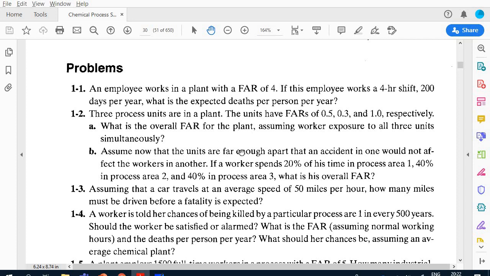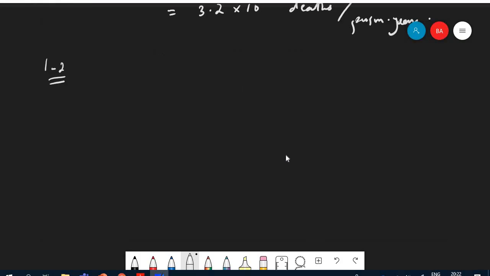However, the second part says that if you assume that the units are far enough apart, so each unit is just far away from each other, that an accident in one would not affect the workers in another place. So he's not really exposed to the three, he's exposed to one only at a moment, and it will never be that he's exposed to the three. So if a worker spends 20% of his time in the first one, the process area 1, and 40% in the second area, and 40% in the process area number 3, what is his overall FAR? Here the overall FAR will be the weighted average. It will be 20% multiplied by 0.5 plus 40% by 0.3 plus 40% by 1, and you will get the answer. I think that is straightforward to solve the problem.